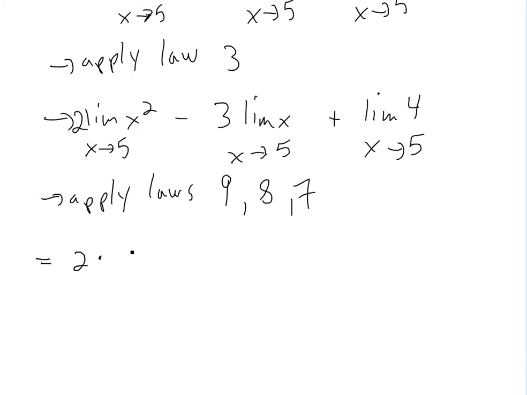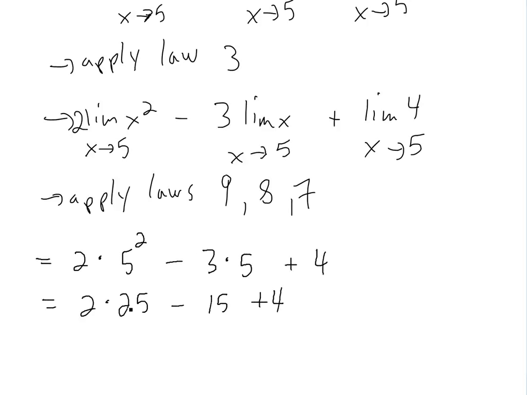We're going to get 5 squared. And then minus 3 times, put this 5 inside the x, so this is 5. And then plus, this is a constant, so it just becomes the constant by law 7, so 4. Then we multiply these out here. This is 2 times 25 minus 15 plus 4. This equals 50 minus 11, since these add up to negative 11, which is 39. So our limit is 39 here.